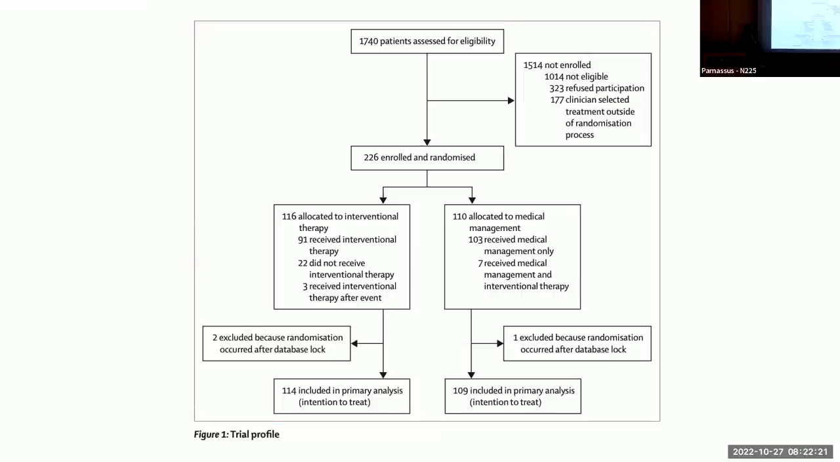So they took 1,700 people, and now this is where we really get into the problem of the study, because this is going to be painful, what happens here. 1,740 people are assessed for eligibility. 1,500 are not enrolled. And why aren't they enrolled? We don't know. But we're just losing so much of this study population. We're left with 226 who are enrolled, randomized to interventional therapy or medical management.